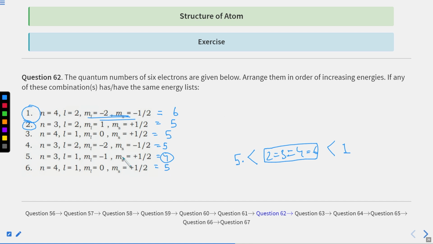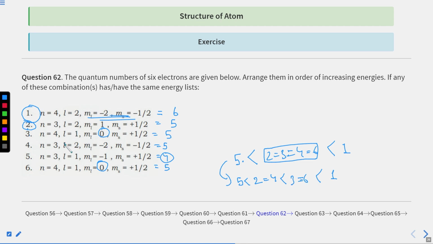So let us see. For 2 the value of n is 3, so that would come first, and here 2 and 4 have the same value of n, and similarly 4 and 6 have the same value of n. Now we come to this conclusion. What are we left with? We are left with the value of ml. So let us compare the values of ml. So 2 and 4 are equal, and 3 and 6 are equal.